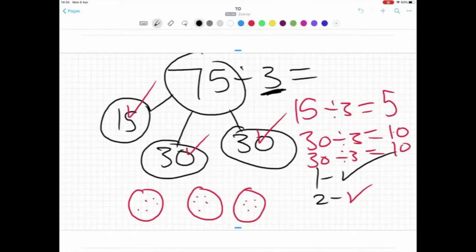And finally, I want you to check it. Step number 3. Add them up. So if I do 10, add 10, I've got 20. And I'm going to add 5 more to make 25. Give yourself a pat on the back if you got 25. Well done.